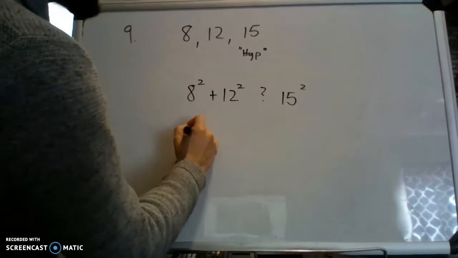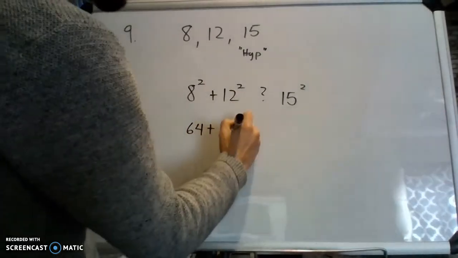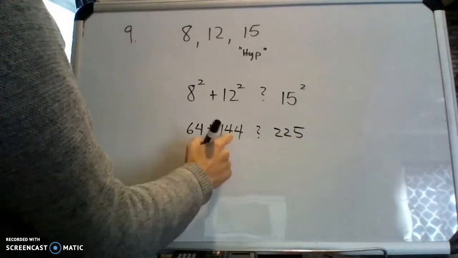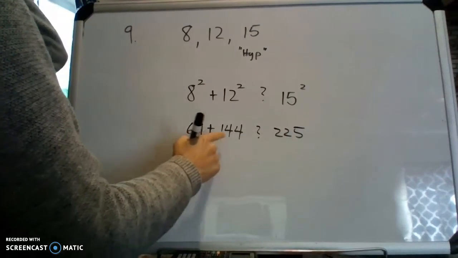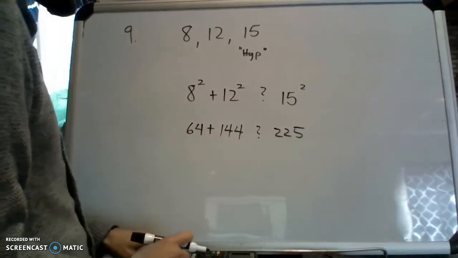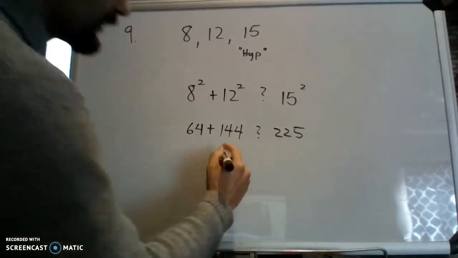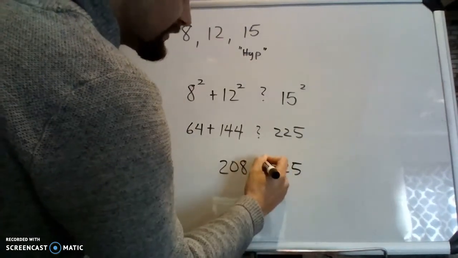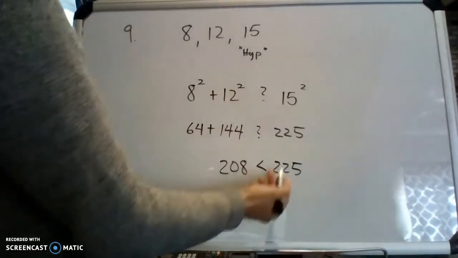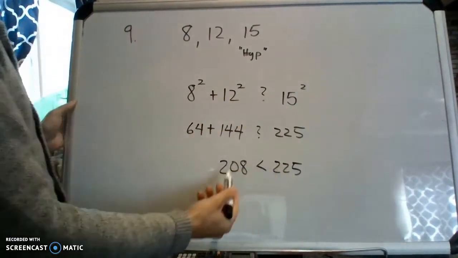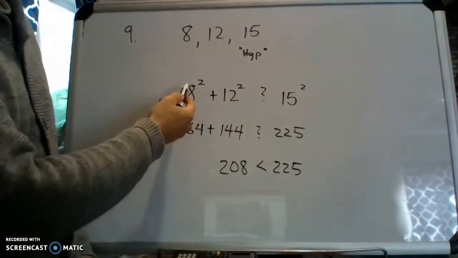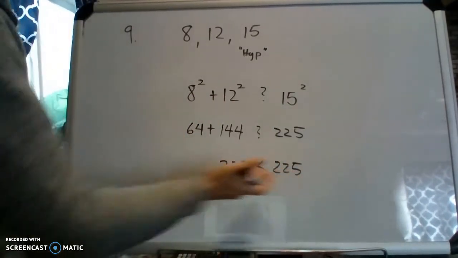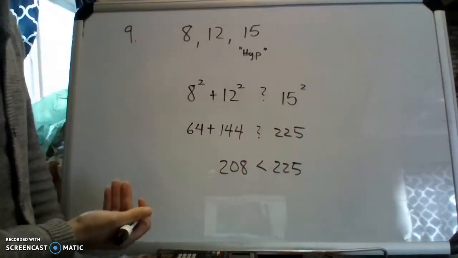All right, so 8 squared is 64, 12 squared is 144, 15 squared is 225. Then we'll add these parts together, so 64 plus 144. You can use a calculator for that if you need to, just to get a quick answer. That comes out to be 208. And so here we see that 15 squared is actually larger than 8 squared plus 12 squared. So what we say here is that clearly we can see that it's not a right triangle. These two numbers did not work out to be equal.